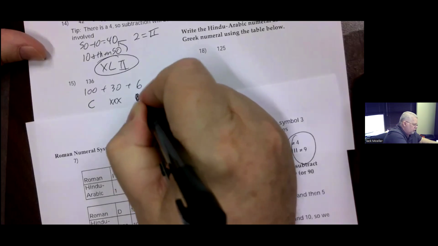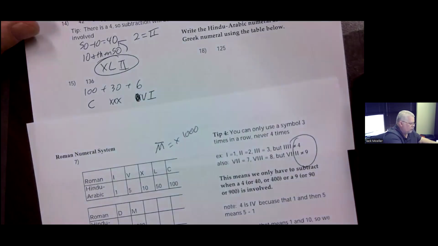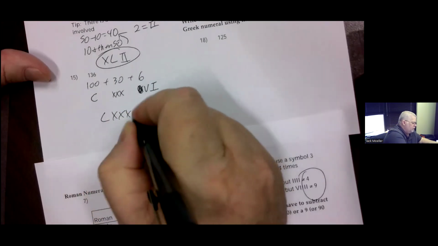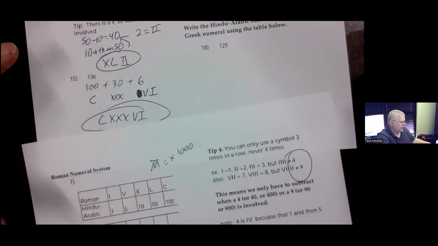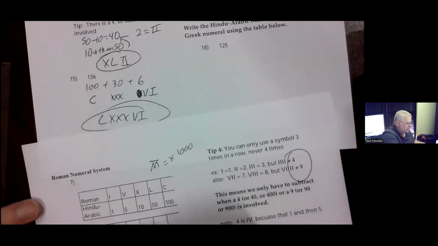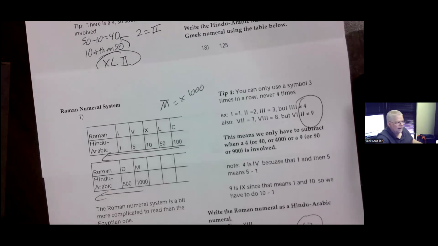Now, what order do we put it in? Decreasing means addition, so we want to start with a bigger number and go to the smaller number. That would be VI, because that's 5, then 1. So we're adding: C, X, X, X, V, I. And if you know ahead of time that you're not subtracting, then you're not putting the symbols backwards. So remember, when we're doing the symbols, we're going backwards to add them.